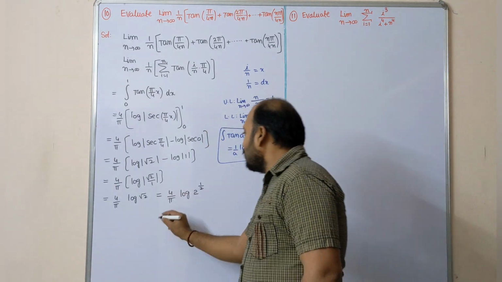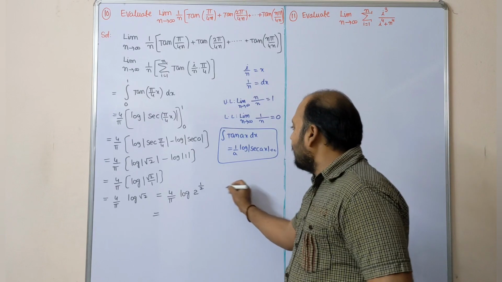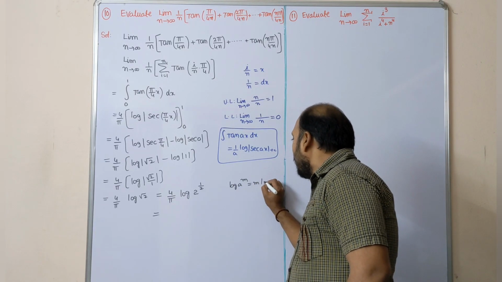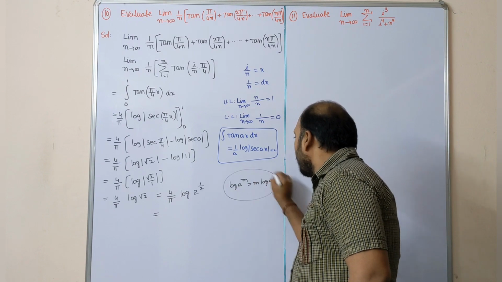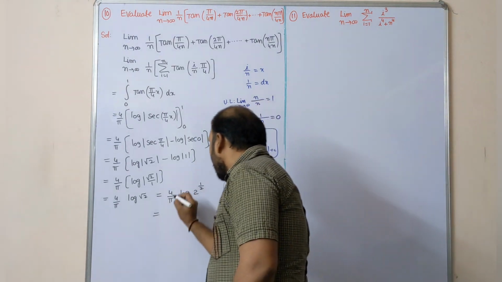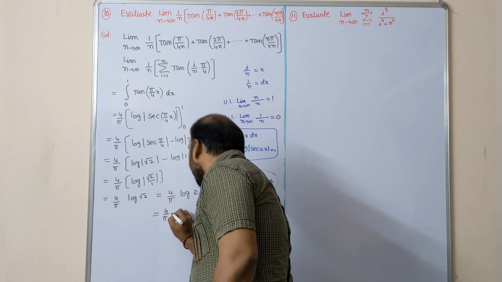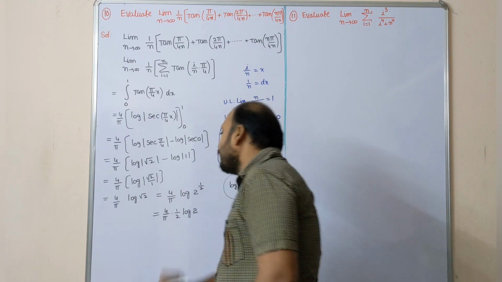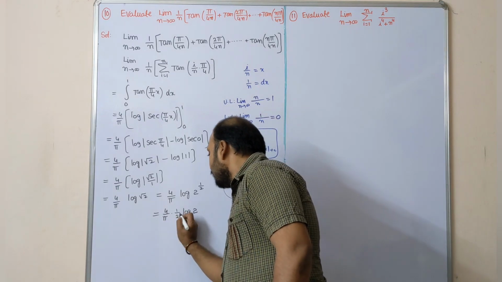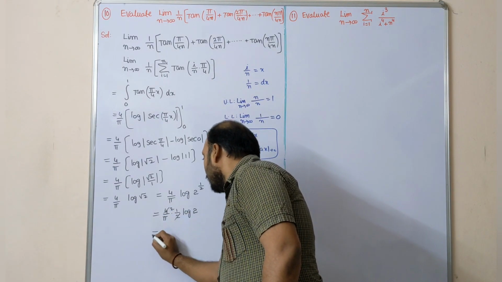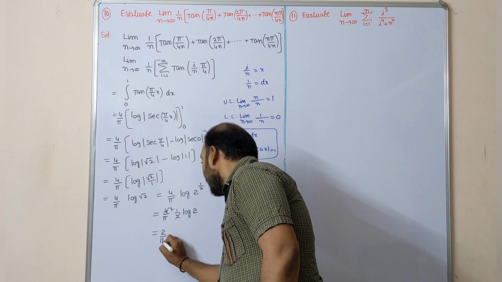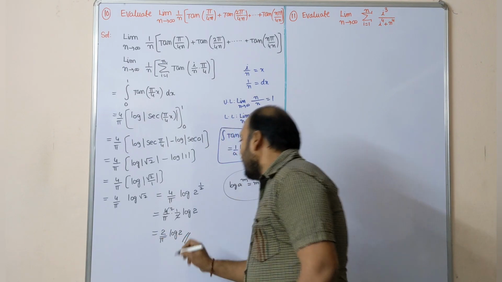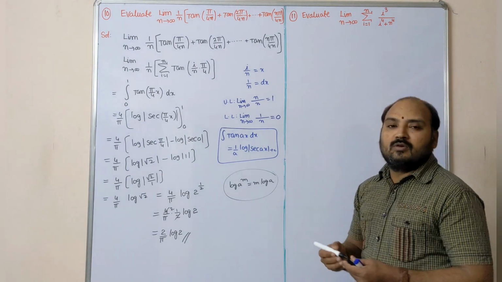That 1 by 2 will become, by the log a power m formula, log a power m equal to m into log a. Logarithm properties. So 4 by pi into 1 by 2 log 2. So 2 ones, 2 twos, which is equal to 2 by pi into log 2. So this is the value of the given limit.